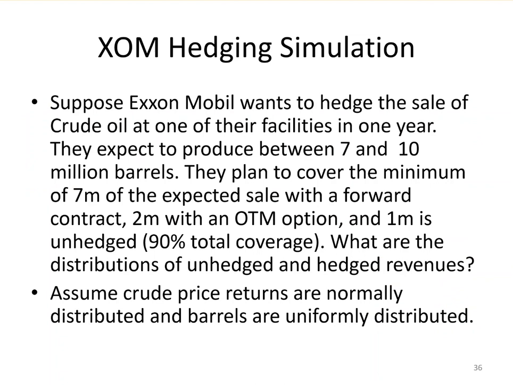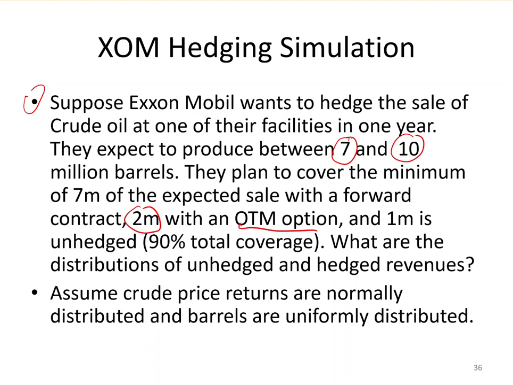So here's a model of ExxonMobil hedging the sale of oil. Suppose ExxonMobil wants to hedge the sale of crude oil at one of their facilities in 1 year, so 1 year from today. They expect to produce between 7, that's the minimum, and 10 maximum million barrels per day. They plan to cover the minimum of 7 million by using a forward contract, a short forward. And then 2 million of the hedged quantity will be hedged with an out of the money option, and then 1 million will be unhedged.